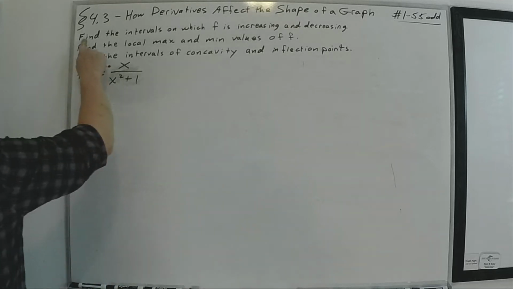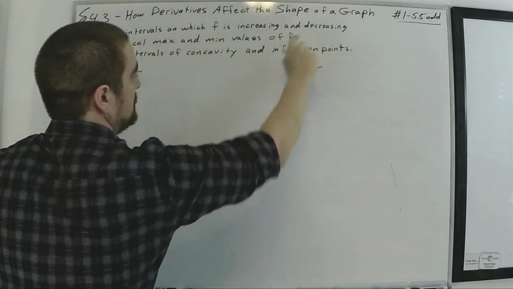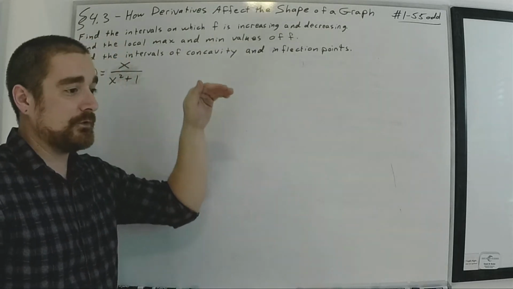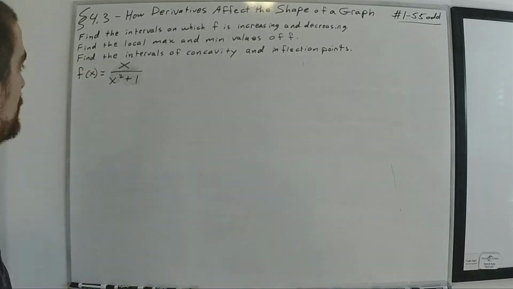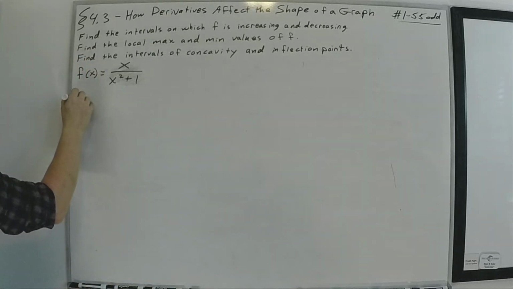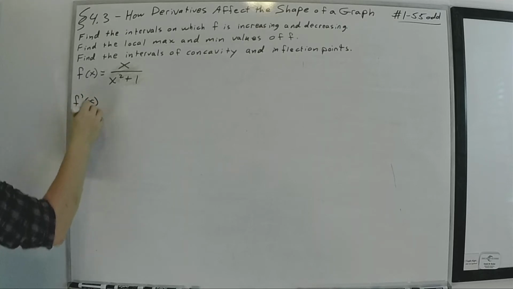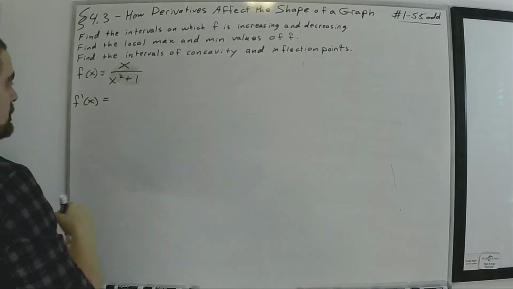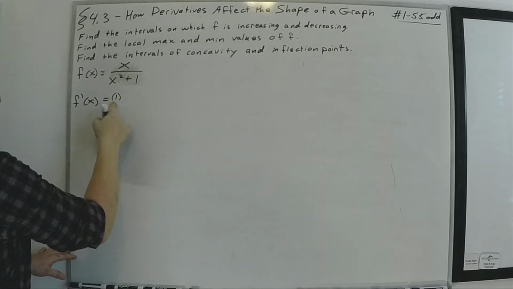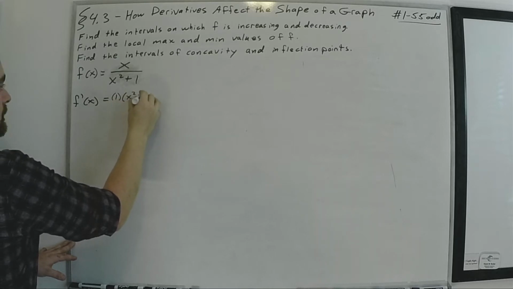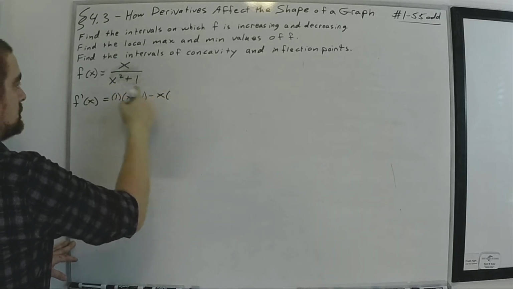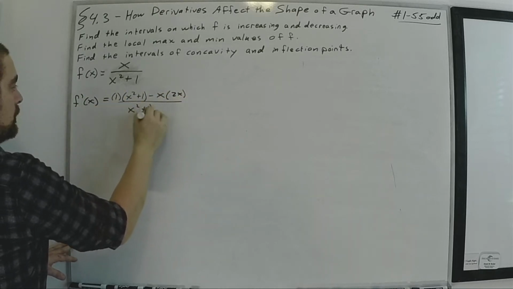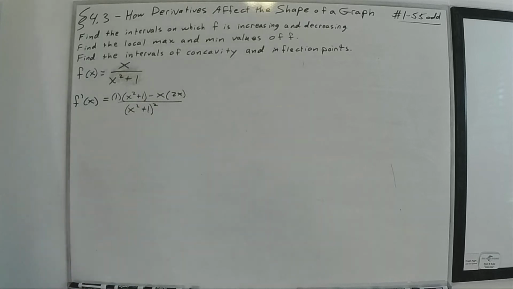So first thing on the list, intervals where f is increasing and decreasing. The derivative tells us where we increase, positive rate of change. The derivative tells us where we decrease, negative rate of change. So that's what we're going to go for. We're going to find the first derivative and then apply the first derivative test. It is a rational function, so I'll use the quotient rule. Derivative of the top is 1 times the bottom, minus the original top x times the derivative of the bottom, which is 2x, all over the bottom, x squared plus 1, quantity squared.